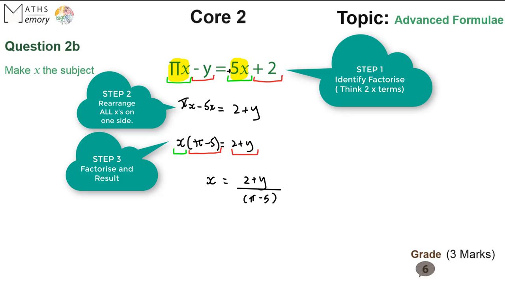There we go. So the key thing was trying to get all the x's on one side before we factorize it, and the key thing was these two x terms in yellow.